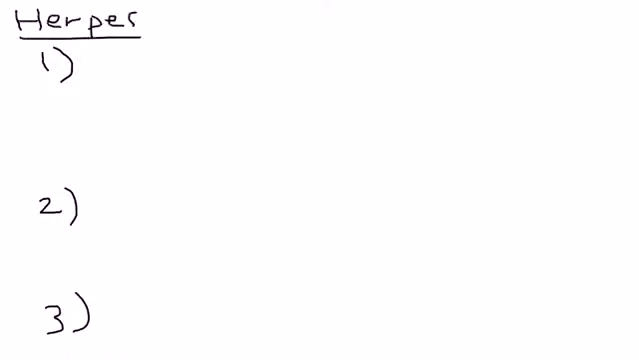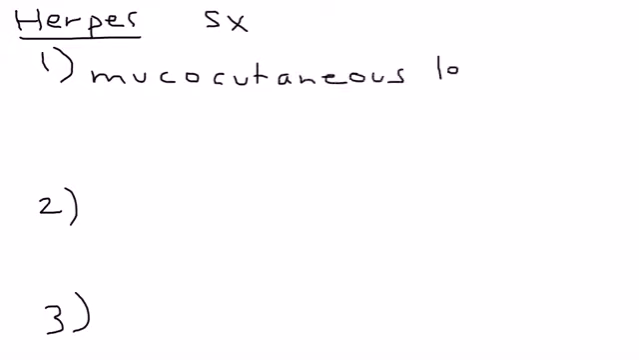So there are three types of herpes infections that I wanted to touch on to give you an illustration of what this is like in terms of signs and symptoms presentation. The first one is pretty much a mucocutaneous lesion, and these lesions commonly occur on the mouth or the lips or the conjunctiva or the cornea.